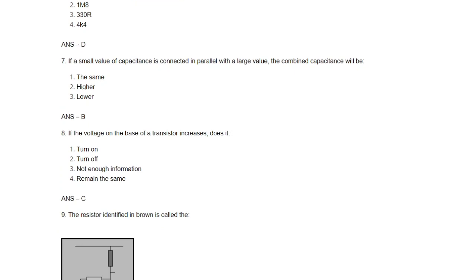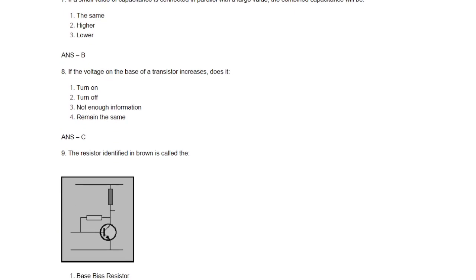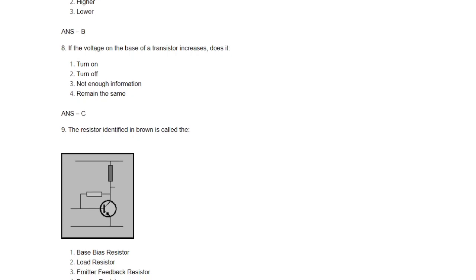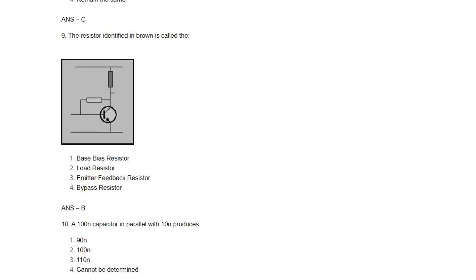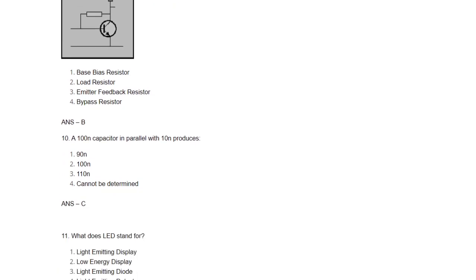Then question number 8: if the voltage on the base of the transistor increases, does it turn on, turn off, remain the same, or is there not enough information? Not enough information is the answer. The resistor identified in brown is called as what? It is called as load resistor.